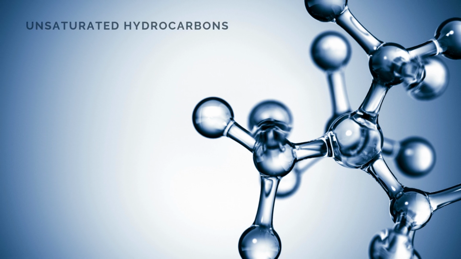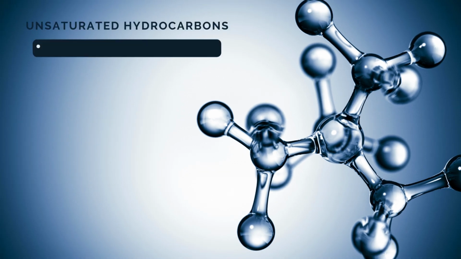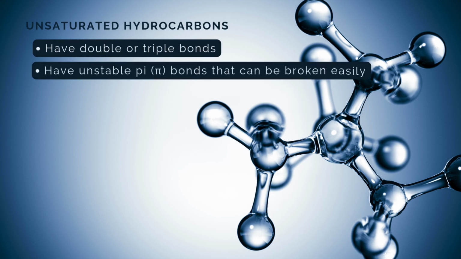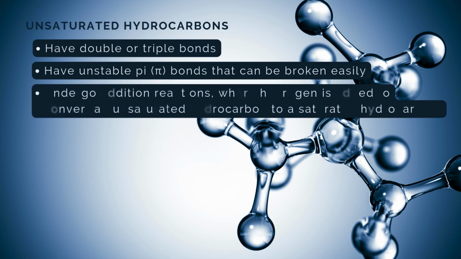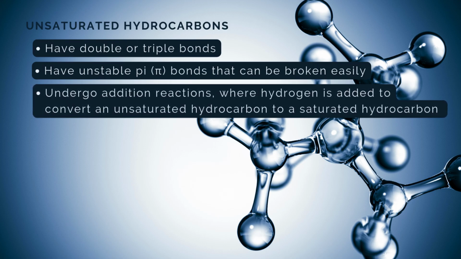On the other hand, unsaturated hydrocarbons have double or triple bonds, where two or three bonds are attached to the same atom. They have unstable pi bonds that can be broken easily. So they undergo addition reactions where hydrogen is added to convert an unsaturated hydrocarbon to a saturated hydrocarbon.